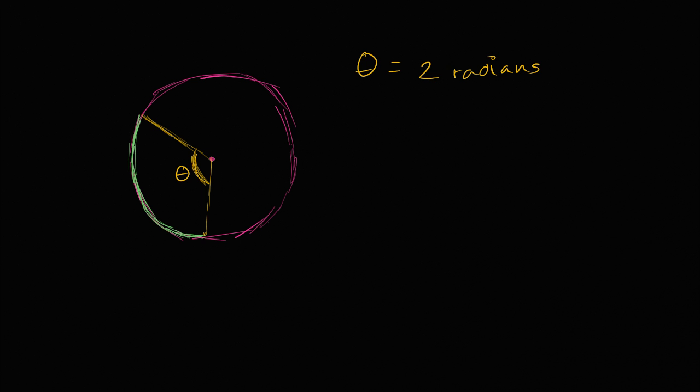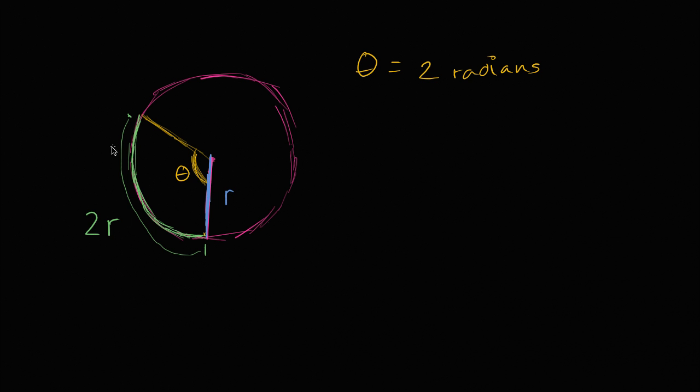So let me make this a little clearer. If this radius is length r, then if this angle is 2 radians, the arc that subtends it is going to be 2 radiuses long. So this length right over here is 2 radiuses.